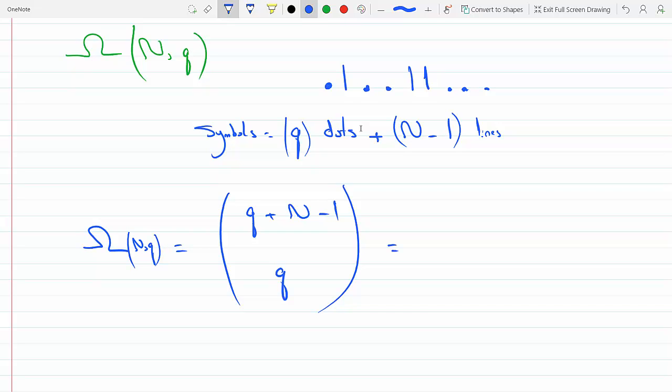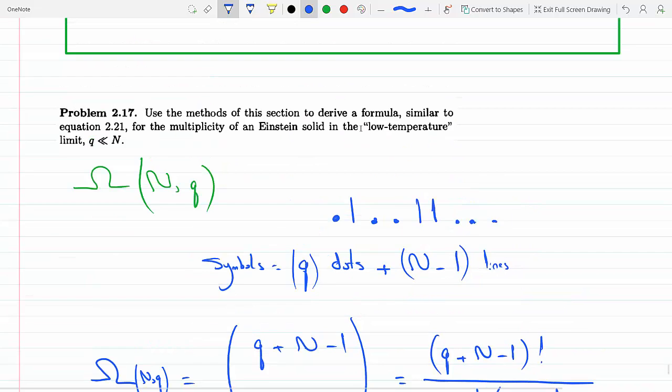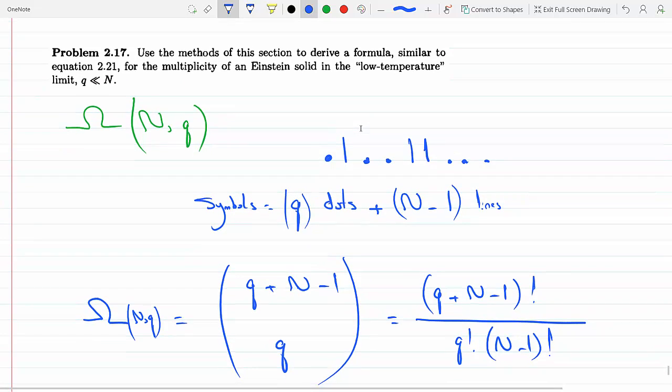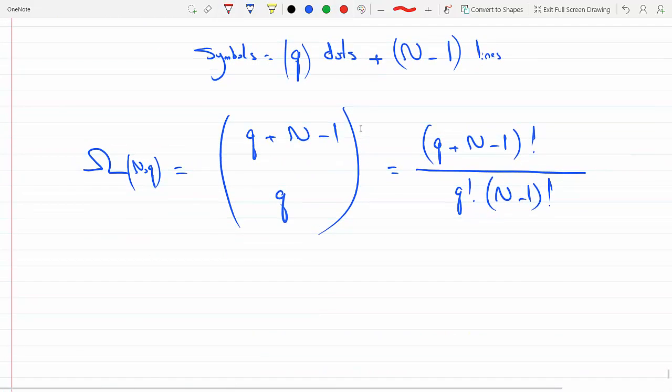Which becomes Q plus n minus 1 factorial divided by Q factorial and n minus 1 factorial. I did show in another recording how to derive this, so you could look it up if you want. Here I'm just going to use it. So back now to this question. We're going to use Q much less than n to figure this out.